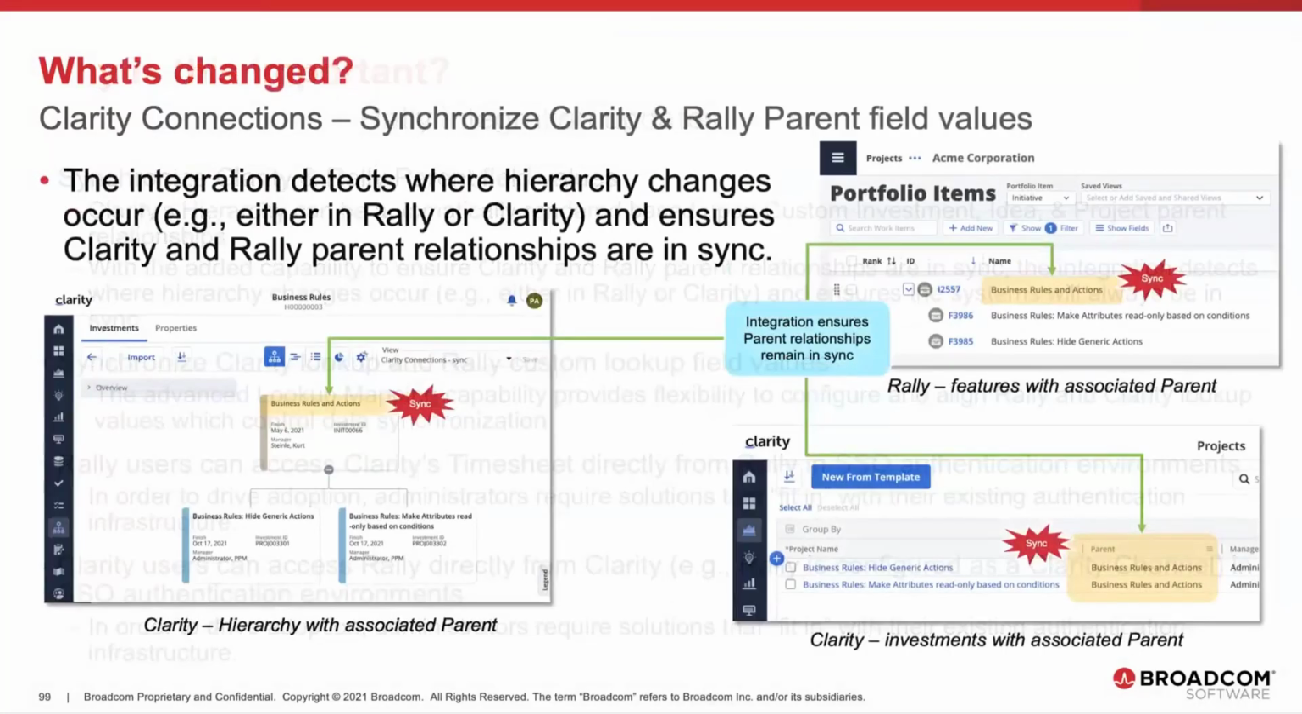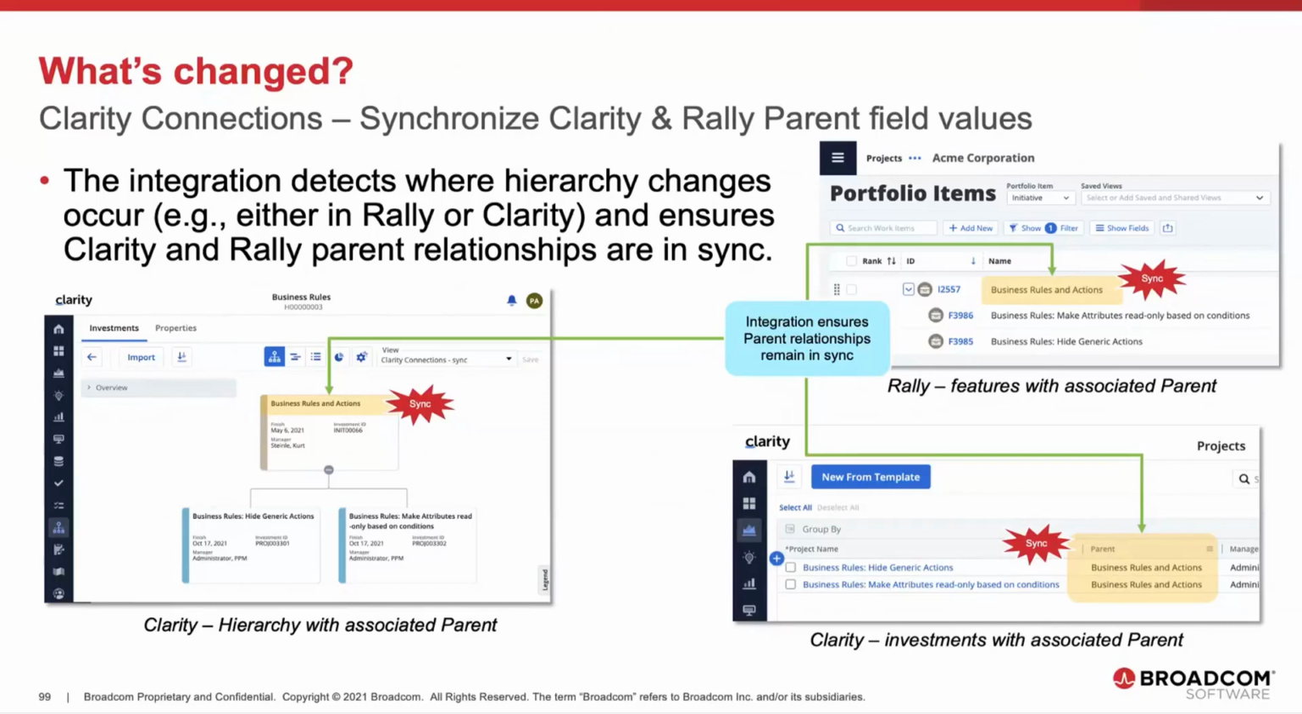So what's changed? This integration detects where hierarchy value changes occur, either in Rally or Clarity, and ensures Clarity and Rally parent relationships are in sync. Step one on the right is making sure that Rally's portfolio items and Clarity investments are in sync from a parent attribute perspective. Step two, with those fields aligned, Clarity's hierarchy relationships are synced based on that underlying investment information. So we've got an end-to-end from Rally to Clarity to the hierarchy.